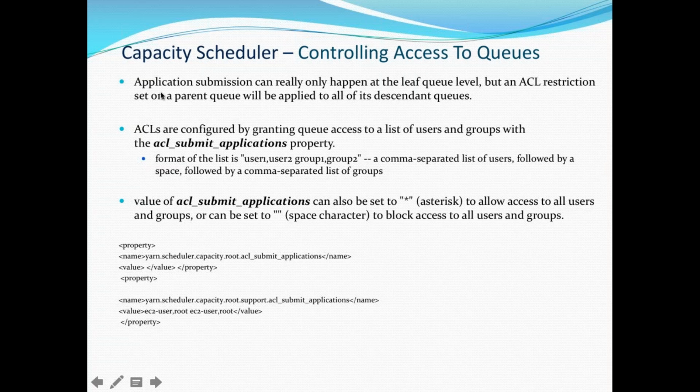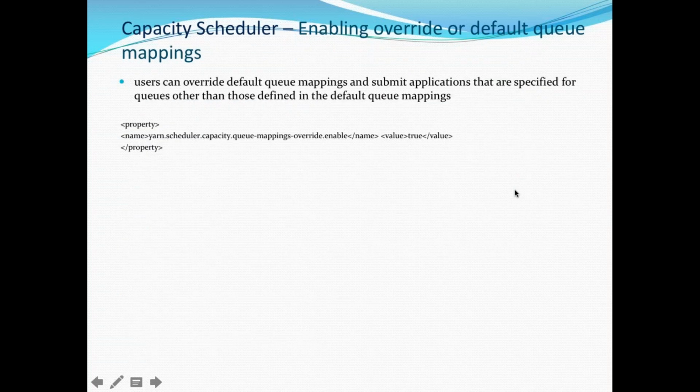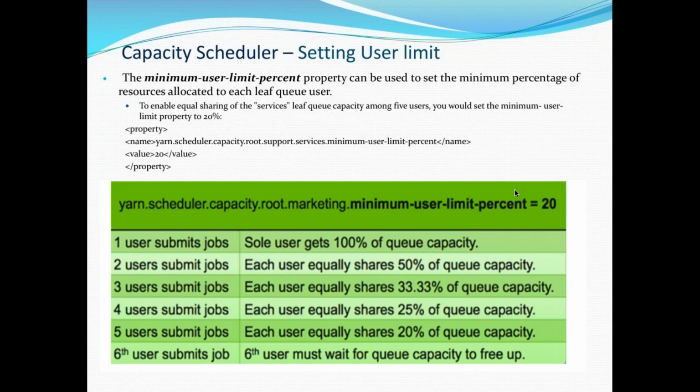And actually what we do here, we provide access control on a parent queue. So application submission happens only on the leaf level queue, but whatever restriction you provide on the parent queue will be applied to all of its descendant queues. Right now you might not get the correct idea here, so let me go back to how these ACLs and these capacities are assigned.